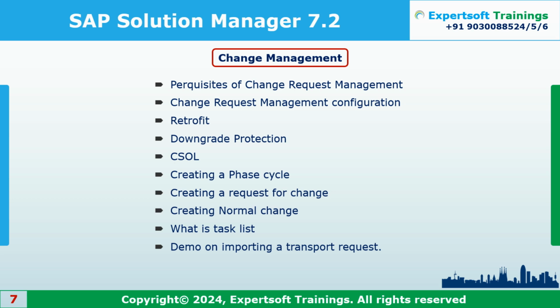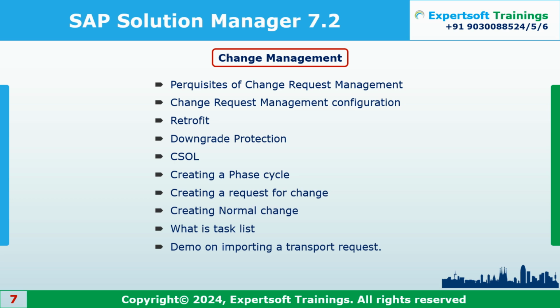Then how to create a normal change, what are the types of change, what are the types of cycle. How to perform this, what is a task list, how to lock a task list, how to unlock a task list, and we will show you a demo of how you can import a transport request from development to quality system, from quality to production systems. So this will be a full end-to-end scenario.